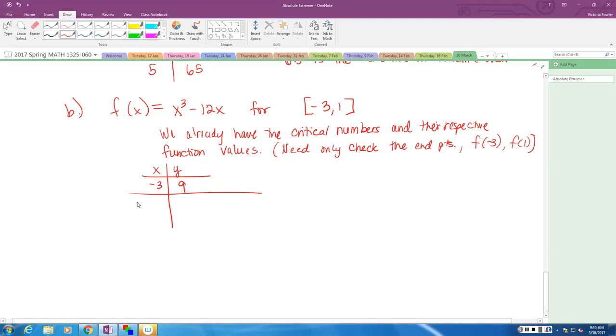Okay, and what about for x equals 1? I don't know why I have a negative here. The interval was from negative 3 to positive 1. Oh, that's probably why I wrote it down. Is it negative 11? I don't know why I wrote down that.